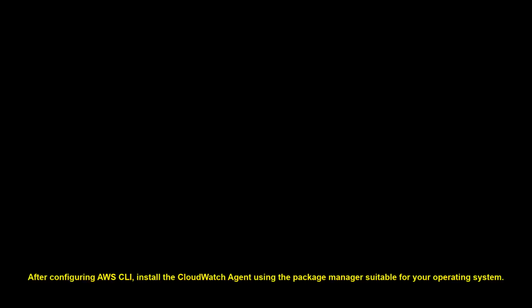After configuring AWS CLI, install the CloudWatch Agent using the package manager suitable for your operating system. If you are on Amazon Linux, use the command sudo yum install amazon-cloudwatch-agent. For Ubuntu or Debian, you would use sudo apt-get install amazon-cloudwatch-agent.